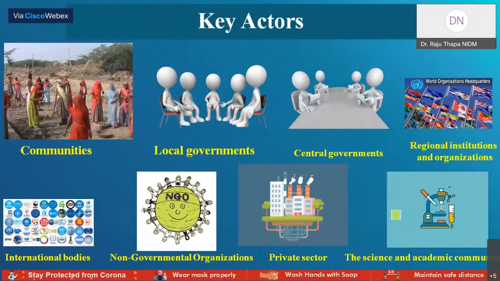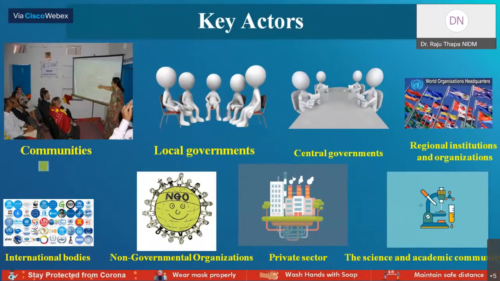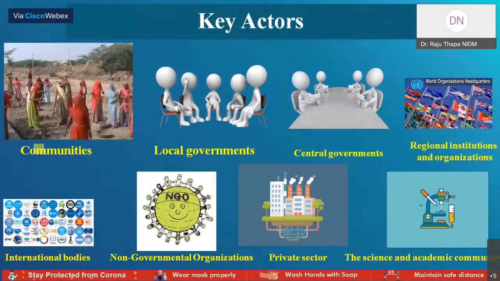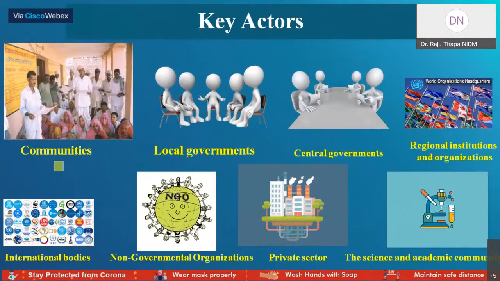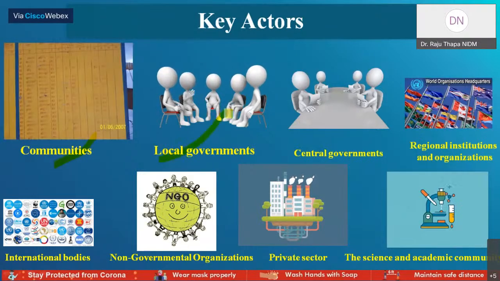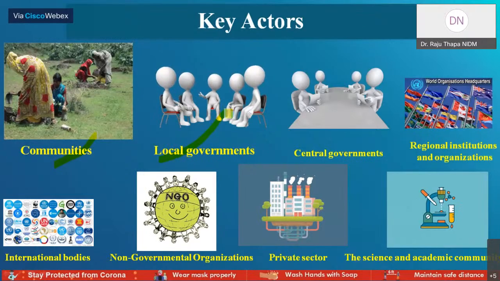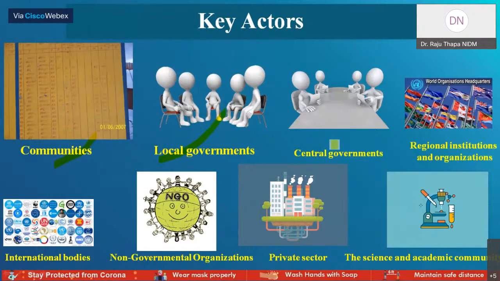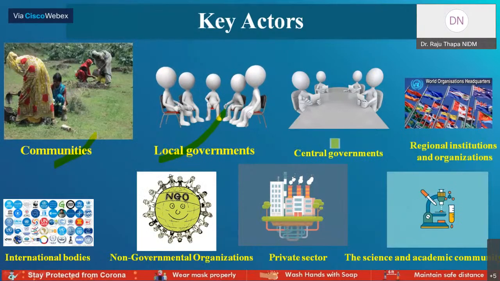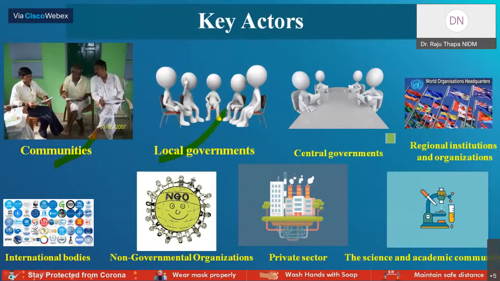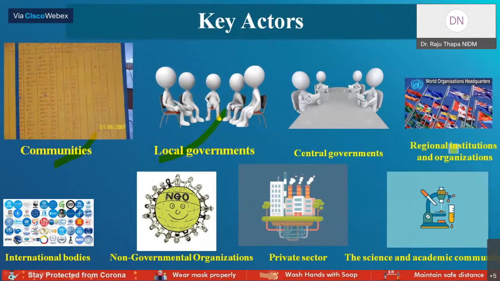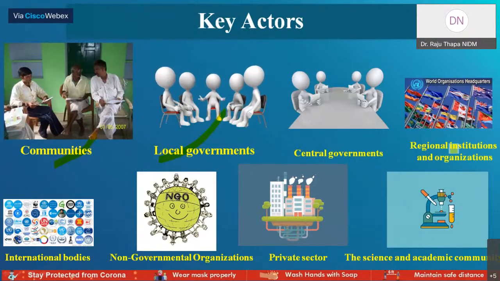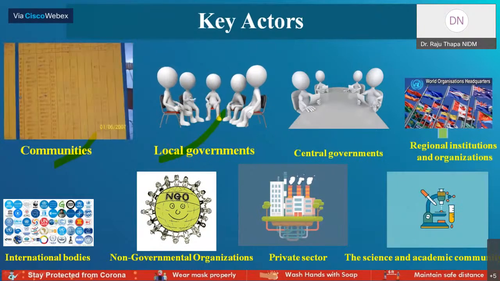Also, who are the key actors who can play a role? The community, no doubt, because nobody can understand their area better than the community themselves. So they definitely have a very important role to play. Apart from that, the local government, the panchayati raj, the state governments, the district governments also have a role to play. The central government has a very important role in policy planning and the financial aspect. The regional institutions and organizations provide specialized knowledge and advice which support nations.